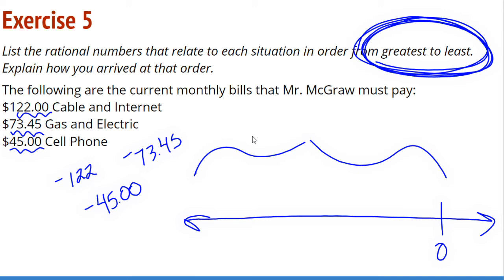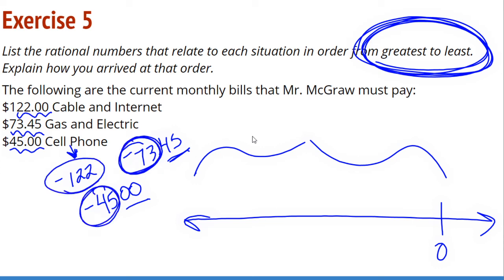Well, this one has 3 digits, none of them decimals. These have more than 3 digits, but they've got these decimals. This has 2 digits before the decimal. This has 2 digits before the decimal. This has 3 digits before the decimal. I know that that negative 122 is a long ways from 0. Way more than these other two.